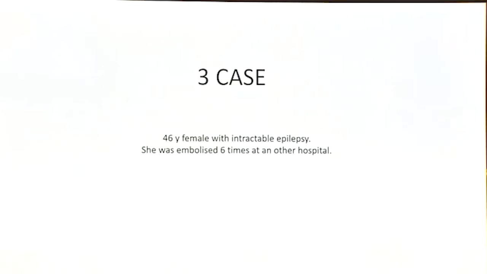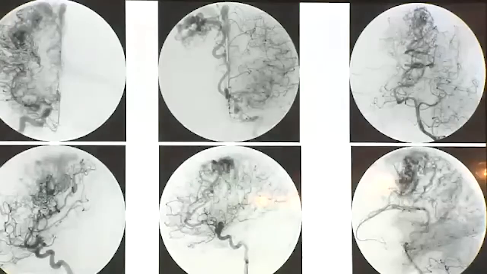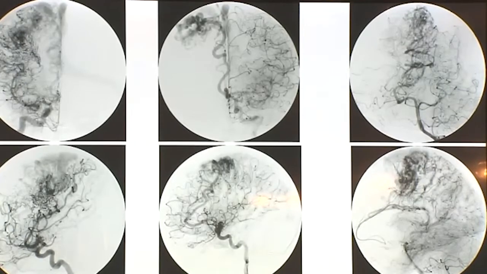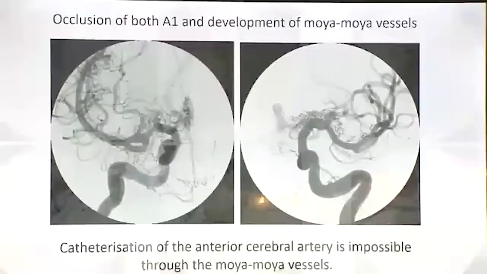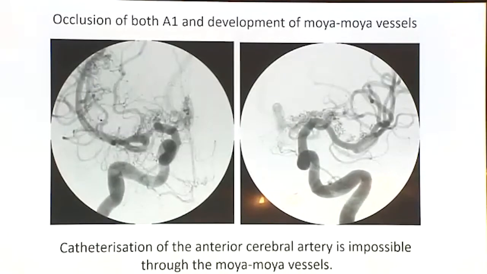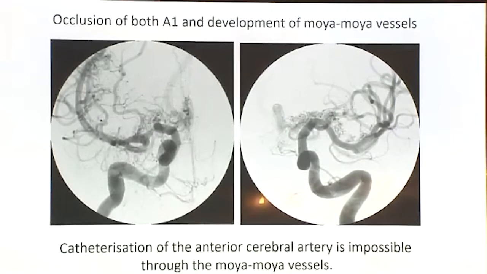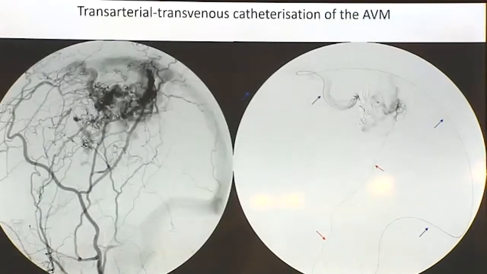The next case, a 46-year-old male with intractable epilepsy. She was embolized 6 times in another hospital. You can see this is a terrible AVM after irradiation and after 6 embolization procedures. After radiosurgery, possible occlusion of A1 and development of moyamoya vessels. Catheterization of the anterior cerebral artery is impossible through the moyamoya vessels. Only one way: dural branches and transvenous approach.